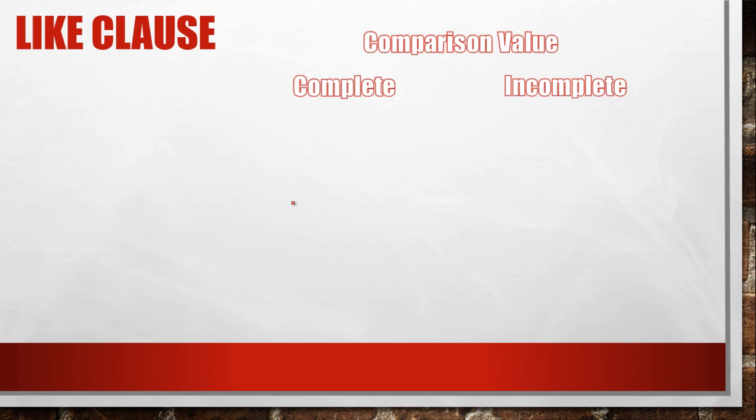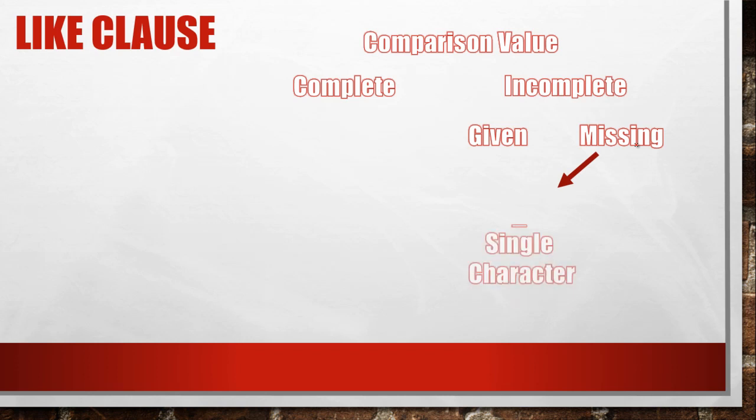But suppose the comparison value is not completely given to us. What does incomplete mean? Incomplete means some part of that comparison value is given to me and some part of it is missing. So how can I handle this missing part? For that, we have two wildcard characters. The first wildcard character is underscore.